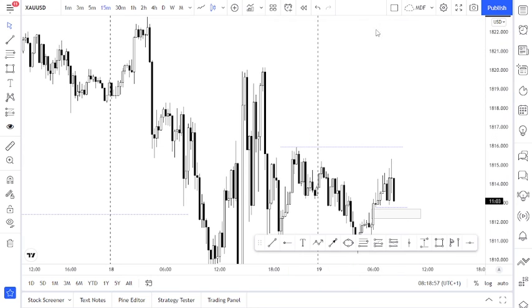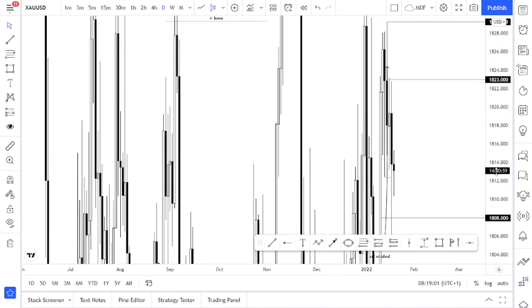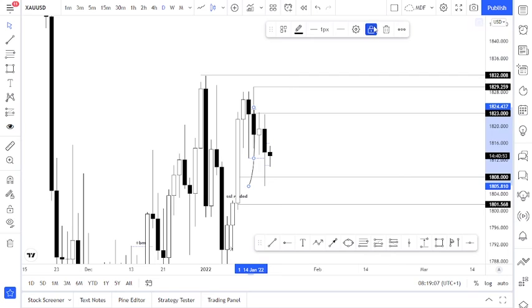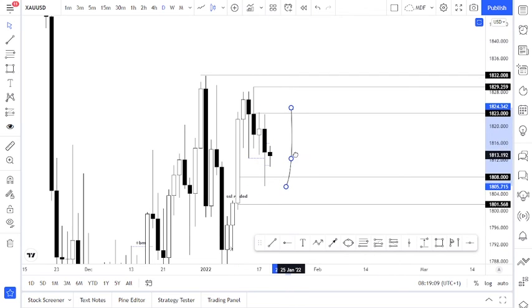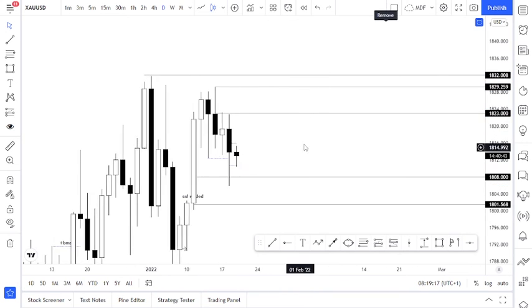If you come to the daily time frame, you can see what I'm actually expecting on gold. I already had this setup a long time ago. I was expecting gold to bounce off from here and continue going higher, at least come back to somewhere around this region and take out this liquidity. That's basically what I'm expecting from gold.